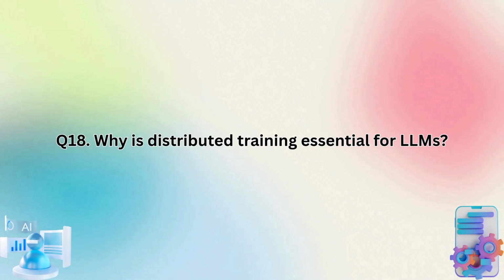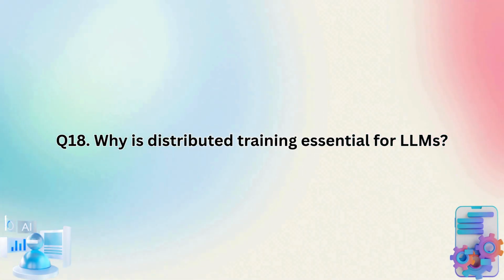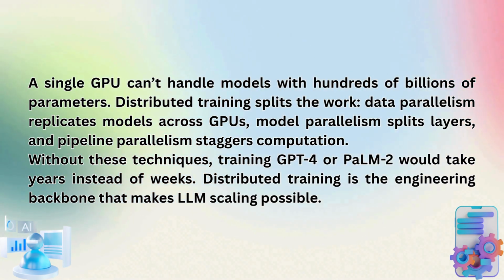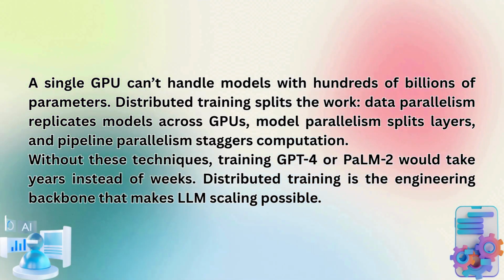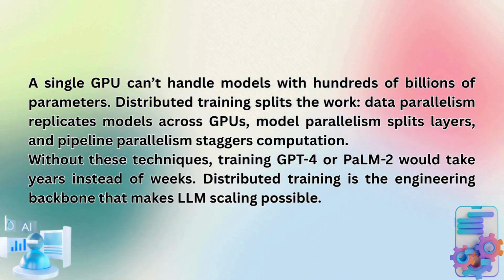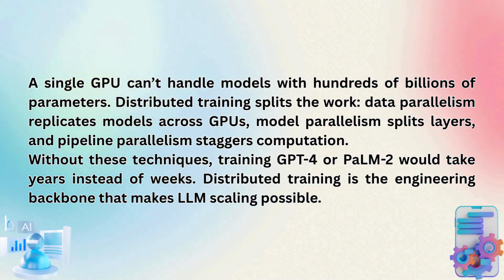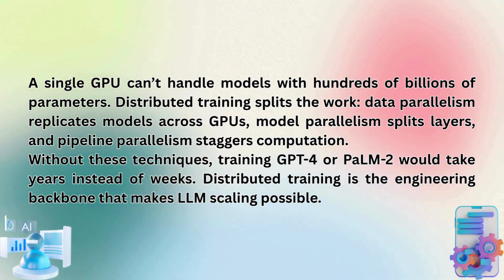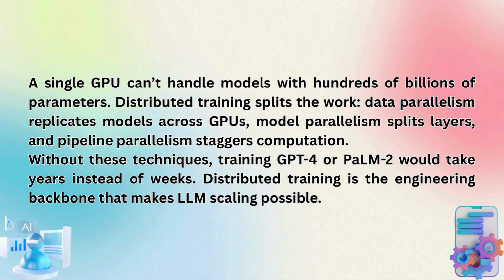Why is distributed training essential for LLMs? A single GPU can't handle models with hundreds of billions of parameters. Distributed training splits the work. Data parallelism replicates models across GPUs. Model parallelism splits layers, and pipeline parallelism staggers computation. Without these techniques, training GPT-4 or PaLM 2 would take years instead of weeks. Distributed training is the engineering backbone that makes LLM scaling possible.